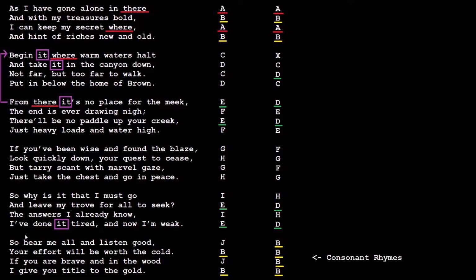So if you do these two things, this first part is telling you essentially to do what he did up here. Okay. And these two lines are telling you how to do it. He's telling you to be brave and in the wood. So we're going to be brave by taking treasures in there, and it's going to reveal the secret where. And then, of course, the last line, I give you title to the gold, would take you back to hint of riches new and old. Okay. So the title to the gold is the hint of riches new and old, which rhymes back to treasure's fold. So either way, you're going to end up back at the same situation where he wants you to use stanza one.